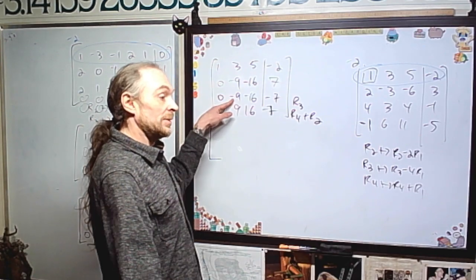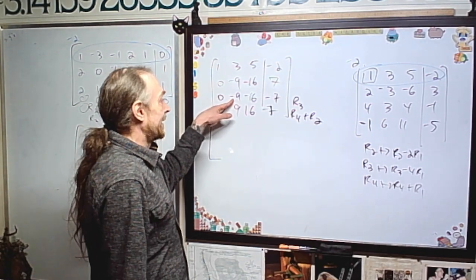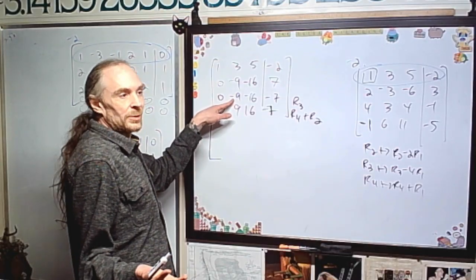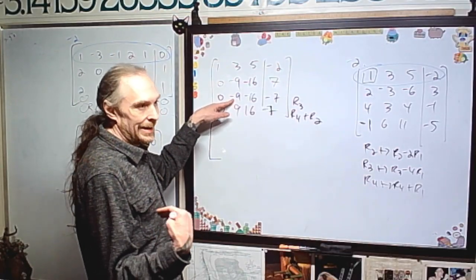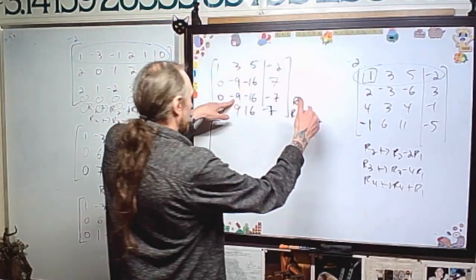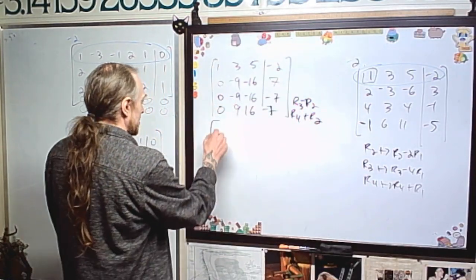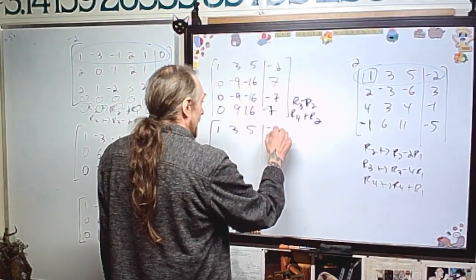Science is not the pursuit of truth, you sycophants. It's consistently correcting your errors. You have to admit that you made errors to correct them. So this is row 3 minus row 2, and that should give me 2 rows of zeros. 1, 3, 5, negative 2.